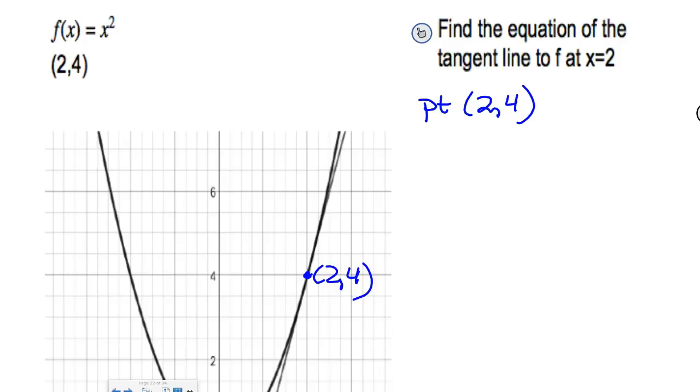You'll need the slope at that point. So you're going to need f prime at 2. The derivative, nice and easy, of x squared is 2x. Now there's some on your homework that are a little trickier, so you're going to have to know how to do that.